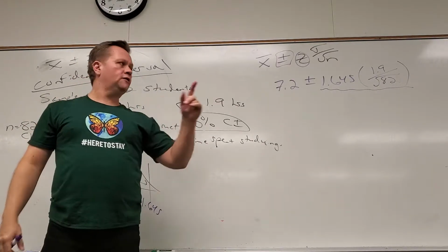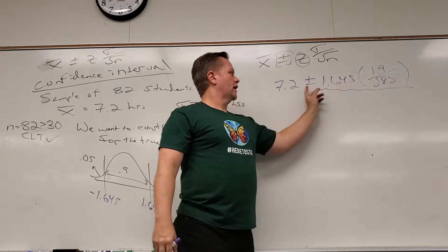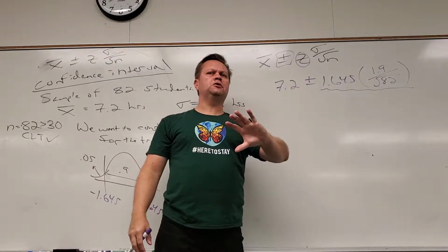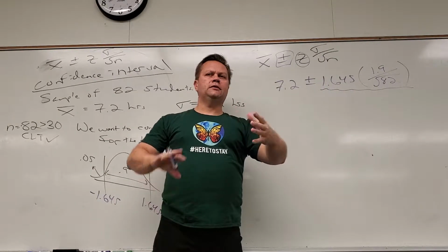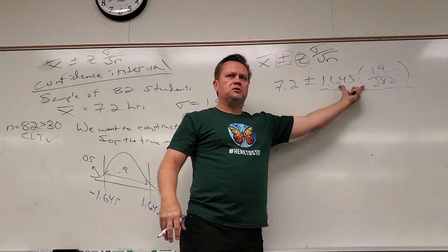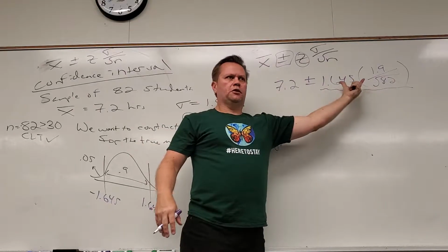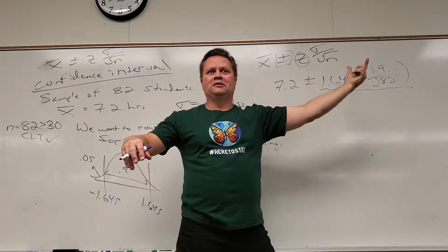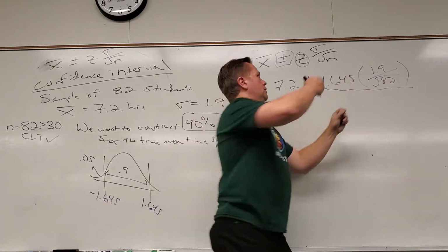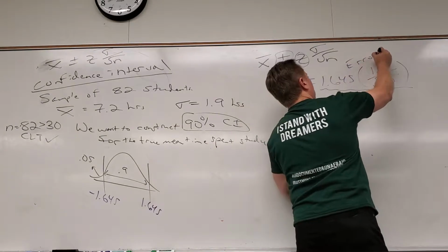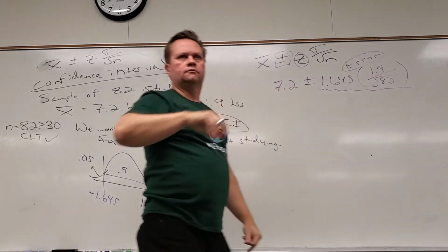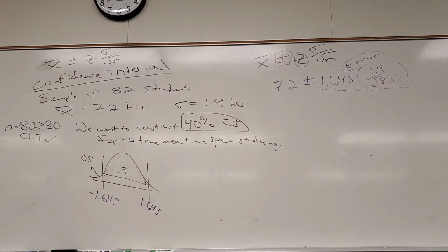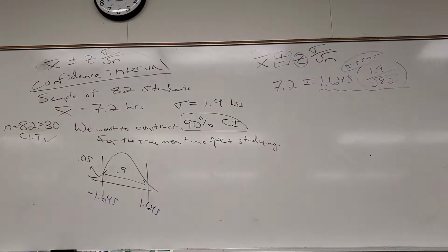If you had to give this a name, so if I said, I think it's 7.2, but I could be off by this much, you would agree a good name might be the error. So we call this part the error. That's how much we think we're off by. It's this, give or take this much.